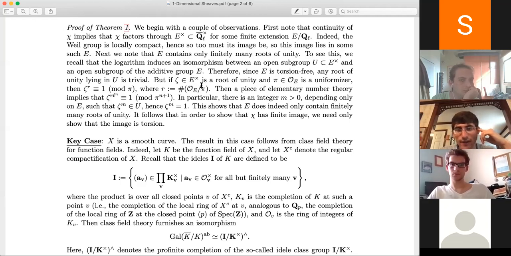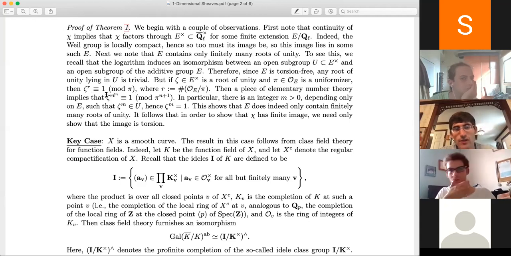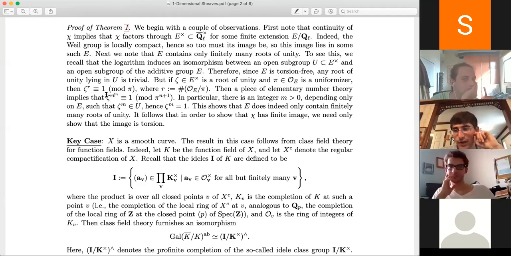Okay, so why is that? Well, if I have a root of unity and here's a uniformizer pi, then z to the size of the residue field is 1 mod pi, right? That's just algebra, Fermat's little theorem. At any rate, z to the r is 1 mod pi, where r is the size of the residue field.